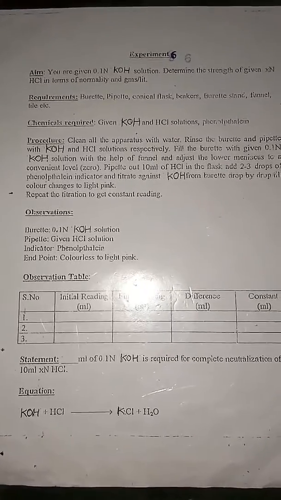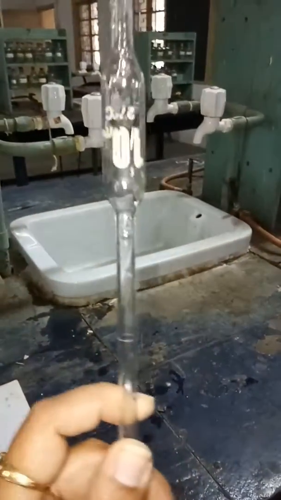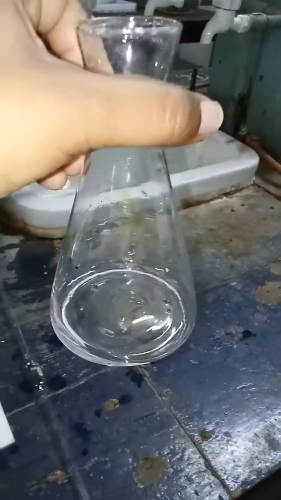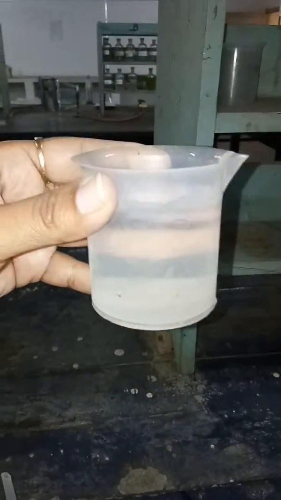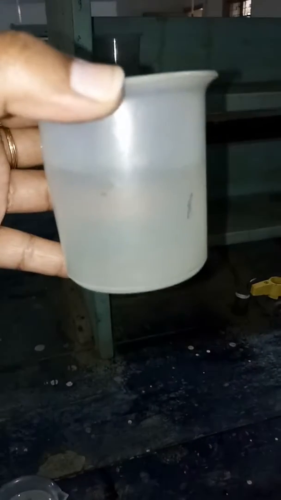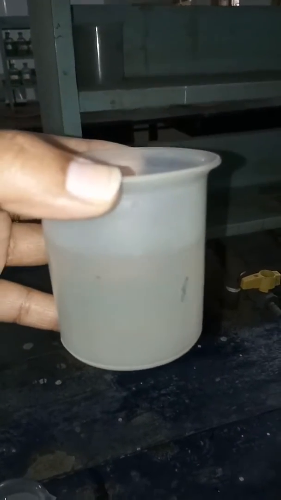So the requirements which you need for this experiment are a burette, pipette, it's a 10 ml pipette, conical flask, burette stand, beakers, funnel, and the chemicals which you need are 0.1 normal KOH solution and the unknown concentration of HCl which you have to find with the help of the titration method.